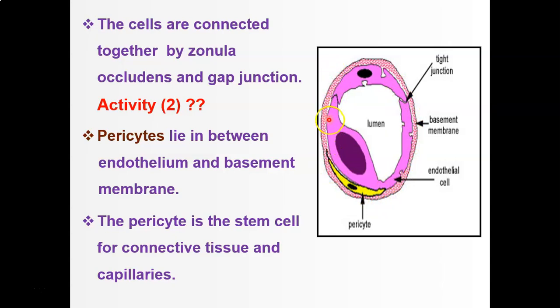Between the basement membrane and the endothelial cells, I will find this cell. This cell is the pericyte. The pericytes lie between the endothelial cells and the basement membrane. The pericyte is a stem cell that can differentiate into any kind of cell. It can differentiate to replace the endothelial cell. It can also differentiate to replace any connective tissue cell, like fibroblast, mast cell, reticular cell, and so on.